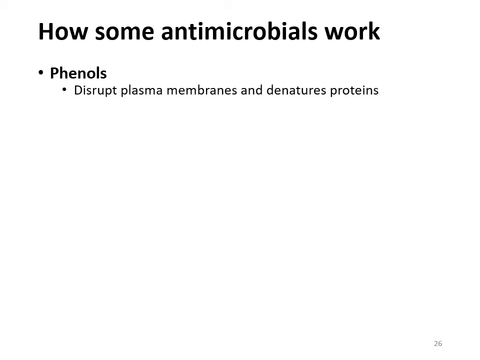Then we think about what are some actual examples of antimicrobials and how are they working? Okay, so you don't have to memorize all of these, but I will have you star certain ones to focus on. Okay, the first one we mentioned are phenols. These are very rough, harsh agents. They tend to destroy bacteria by messing up their plasma membranes and by denaturing their proteins.